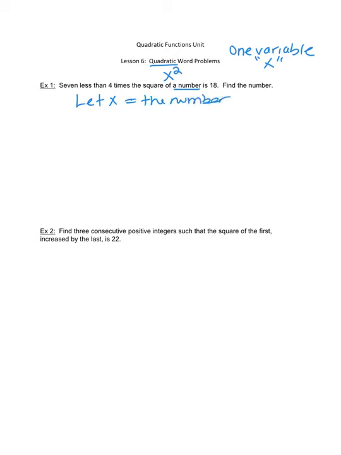There's only one unknown number. And then they create an equation for us. 7 less than 4 times the square, x squared, of a number. So I'm going to square the number, 7 less than that, and that result is 18. Find the number. So we're in quadratics. Whenever you have a quadratic, x squared, you set equal to 0. So I'm going to subtract 18 on both sides.